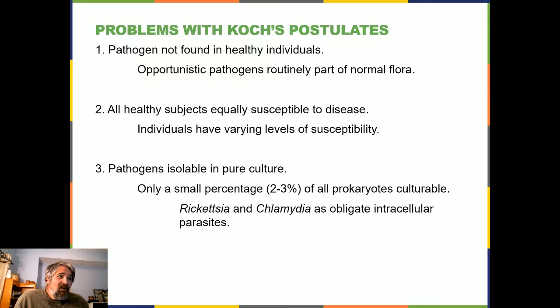Okay, so the first problem refers to the fact that the pathogen is not found in healthy individuals. As we already know, opportunistic pathogens are routinely part of normal flora. Number two, all healthy subjects are equally susceptible to disease. That's an assumption in Koch's postulates. That is not true. Individuals have varying levels of susceptibility. And then number three is a sticky point as well. Pathogens must be isolable in pure culture. A very small percentage of all prokaryotes are culturable, estimated at 2 to 3%. And examples of pathogens that we know cause specific diseases that are unable to be isolated in pure culture include Rickettsia and Chlamydia because they are obligate intracellular parasites.